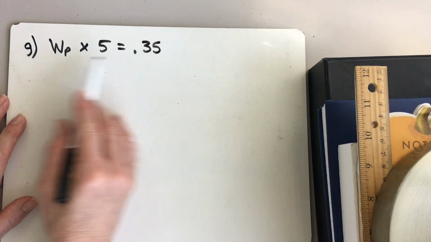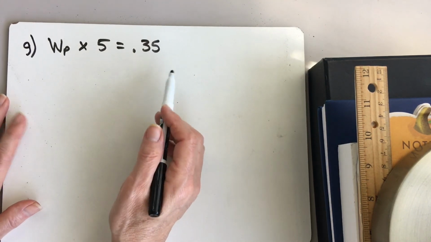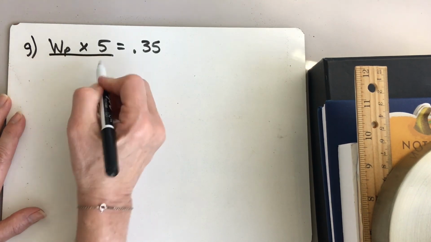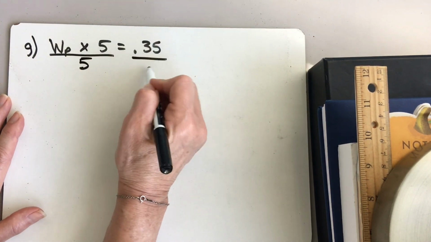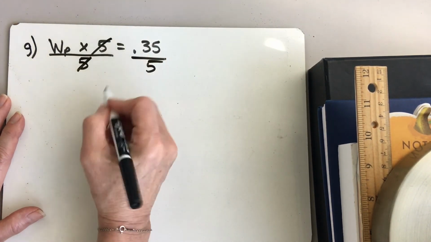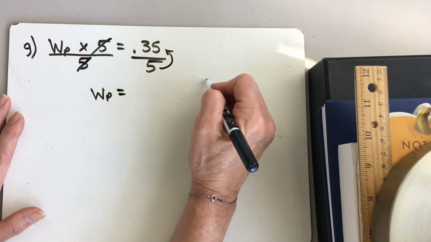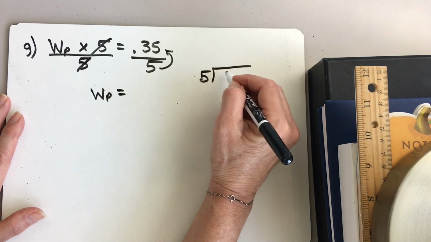Okay, our last lesson practice. Hopefully you're doing really well and you're finding this is easy. Let's do this last one, and then you can work on your mixed practice. So we divide by 5 here, cross that out. WP is equal to, and then we divide that into that. Bottom number into top.